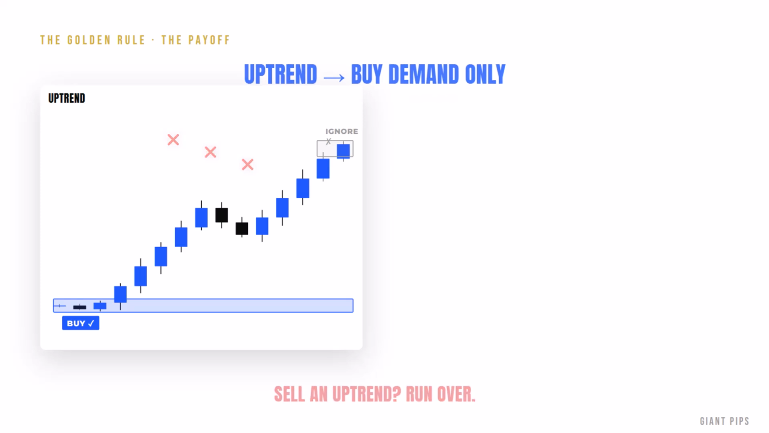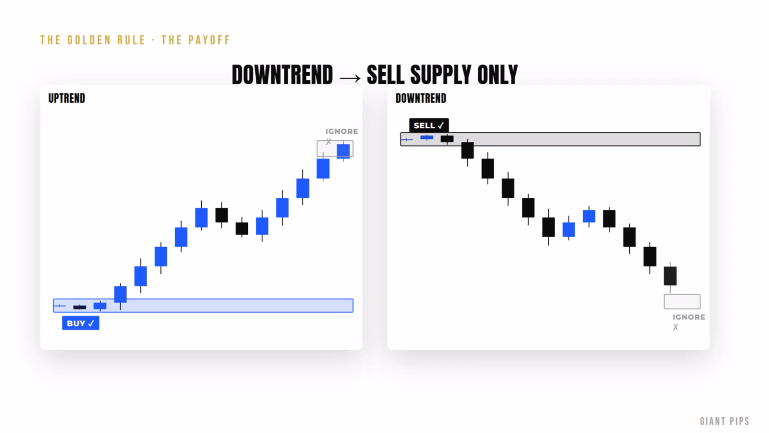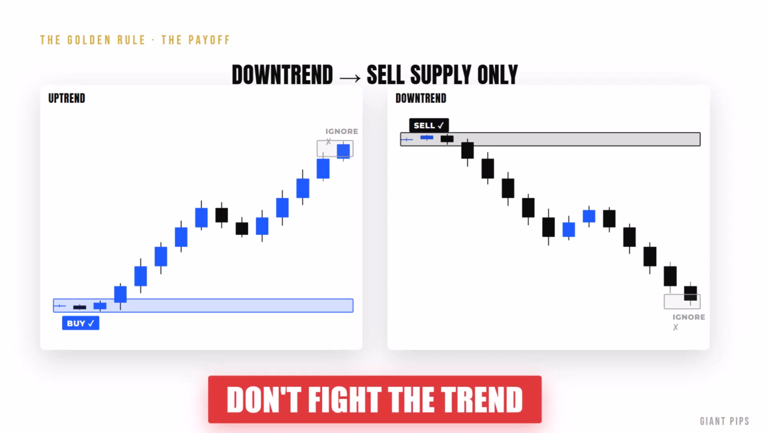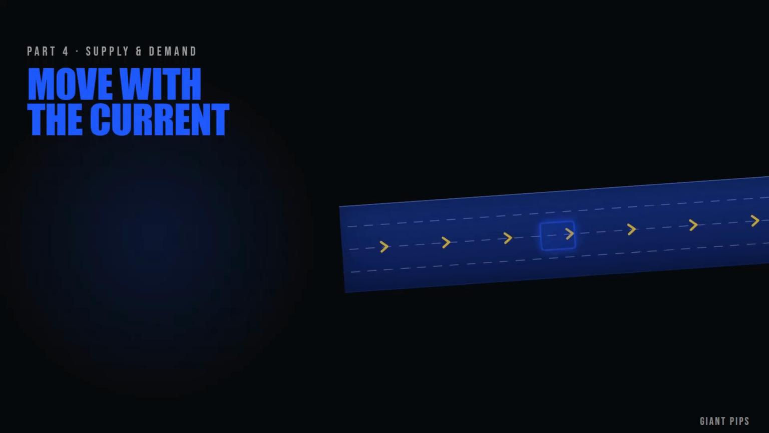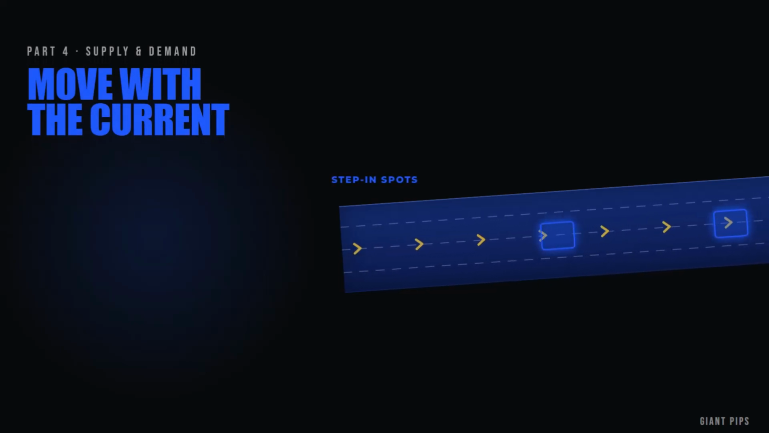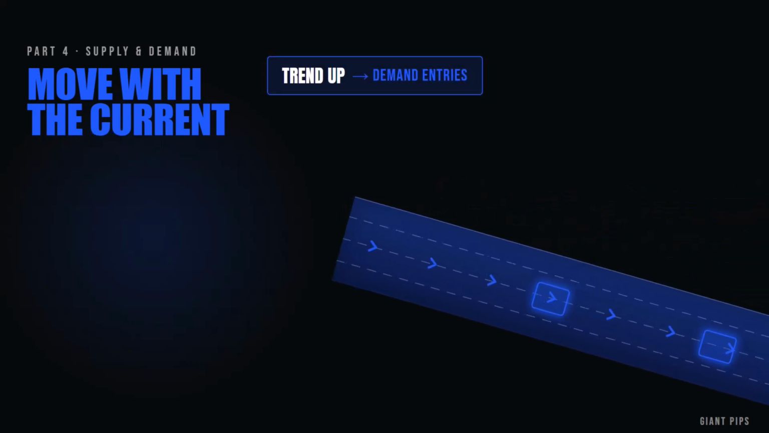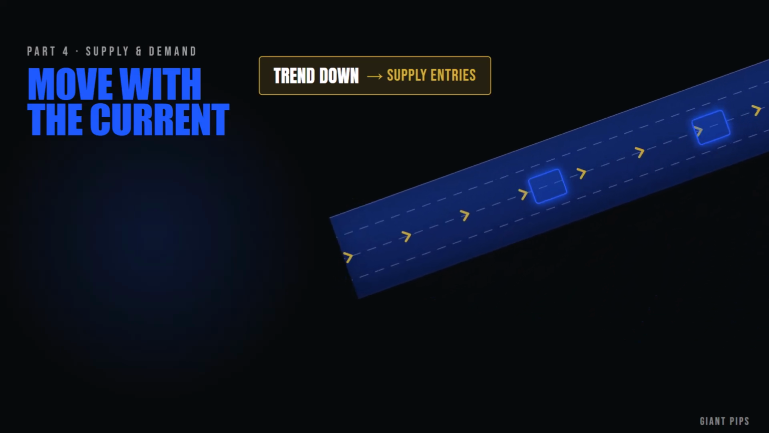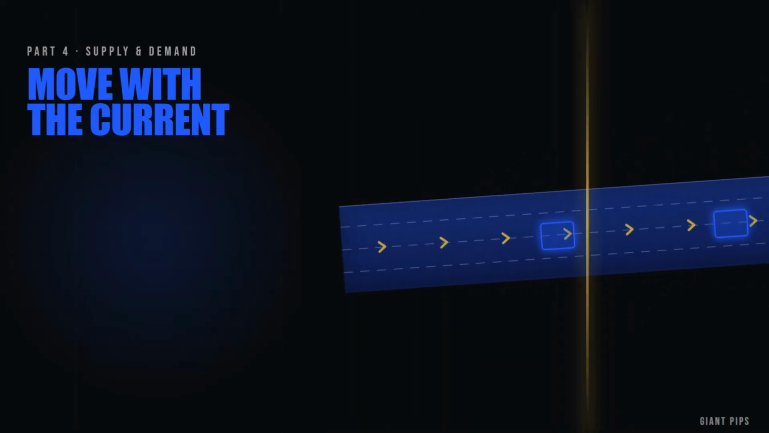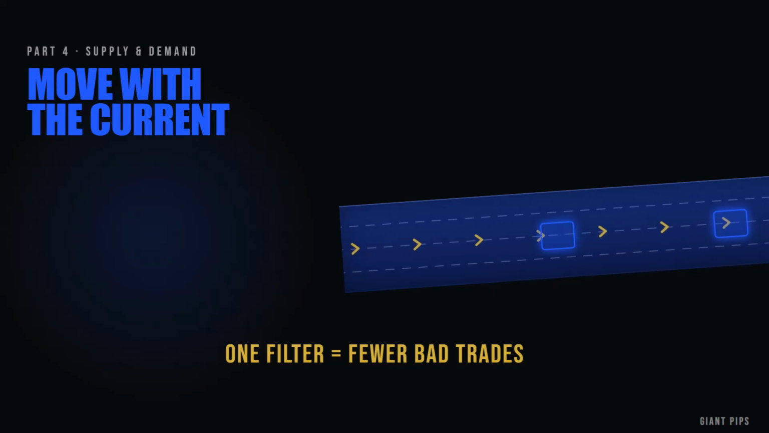And in a downtrend, you flip the whole thing. You only sell supply zones, and you ignore every single demand zone. Fighting the trend is the fastest way to blow an account, plain and simple. Think of it like a river. Supply and demand zones are your spots to step into the water, but you always step in facing downstream. You move with the current, never against it. When the trend is up, demand zones are your entries. When the trend is down, supply zones are your entries. That one filter, all by itself, will wipe out the majority of your bad trades before you even place them.